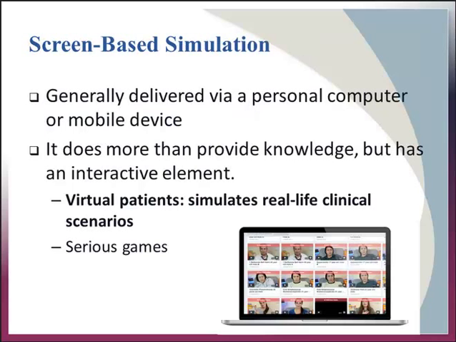So Medical Exam Tutor is an example of screen-based simulation. There's two types really: serious games and virtual patients. Serious games are things where you have an avatar and you move through the hospital or whatever, and you treat patients and you do things. Whereas what we have here with Medical Exam Tutor is more of a virtual patient setup, where we are simulating real-life clinical scenarios, a bit like standardized patients, but we're presenting it on the computer.